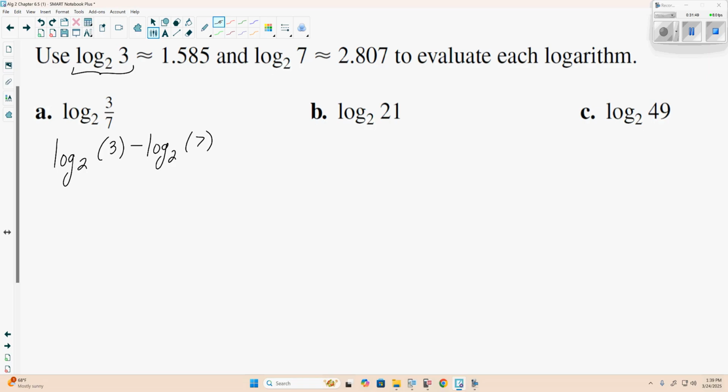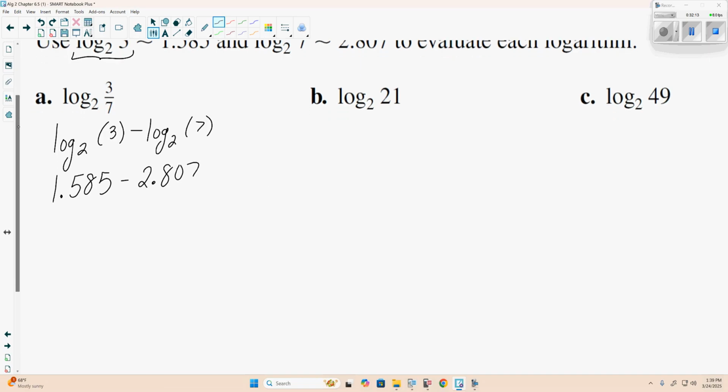Log base 2 of 3 is told to us to be 1.585, minus log base 2 of 7, which is 2.807. So since we knew what log base 2 of 3 and log base 2 of 7 are, I could use those with these properties to actually find out what log base 2 of 3/7 is.